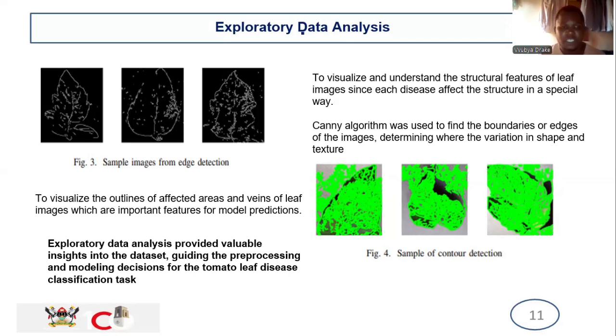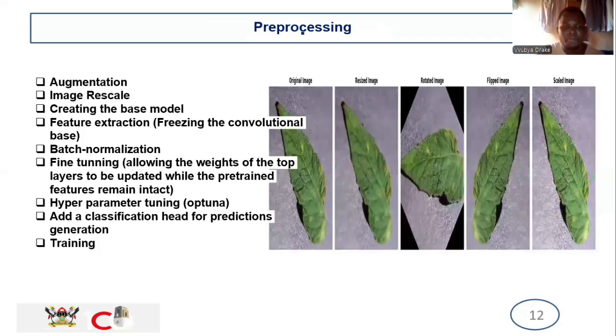Then under contour detection, we visualized the outlines of affected areas and veins of the leaf images, which are important features that the model used for its prediction. Throughout the whole process, we did spatial data analysis to provide valuable insights into the dataset, guiding the pre-processing and modeling decisions for the tomato leaf disease classification task.